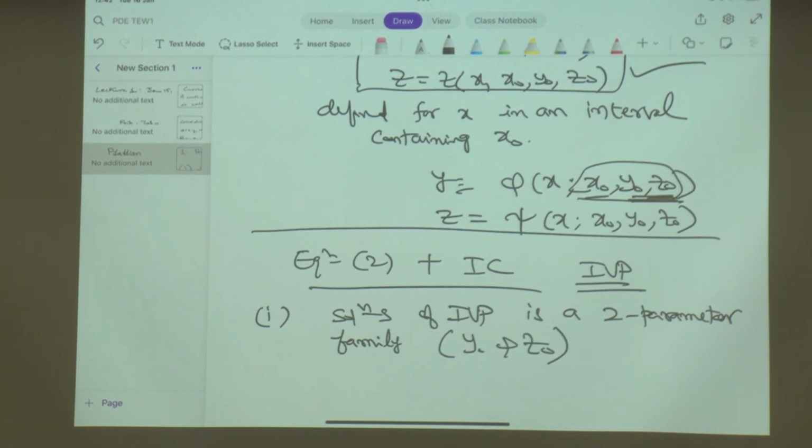As you change y0, z0, you get another solution. So a solution is indexed by this y0, z0. So parameterized by this, it's a two-parameter family.